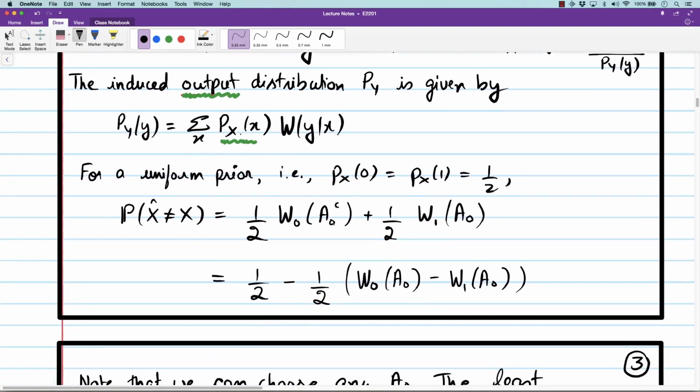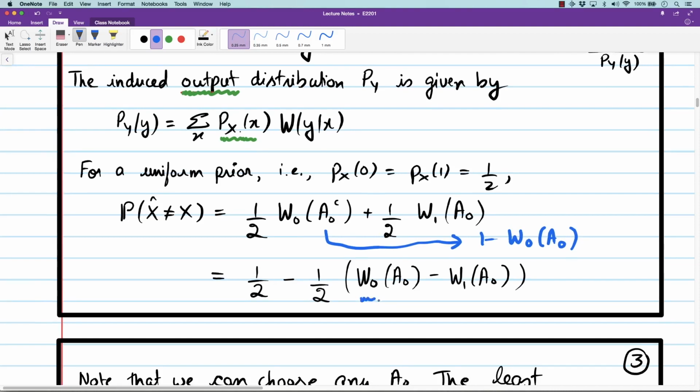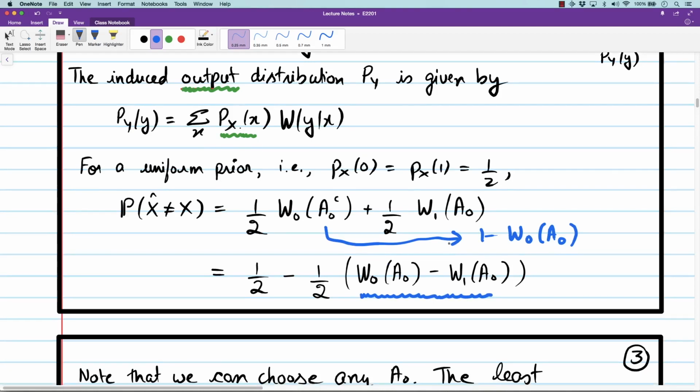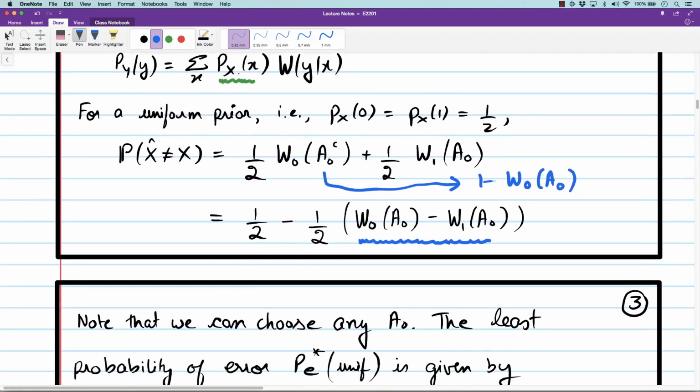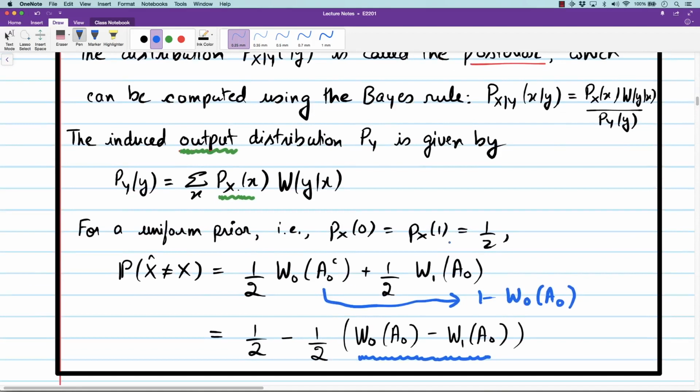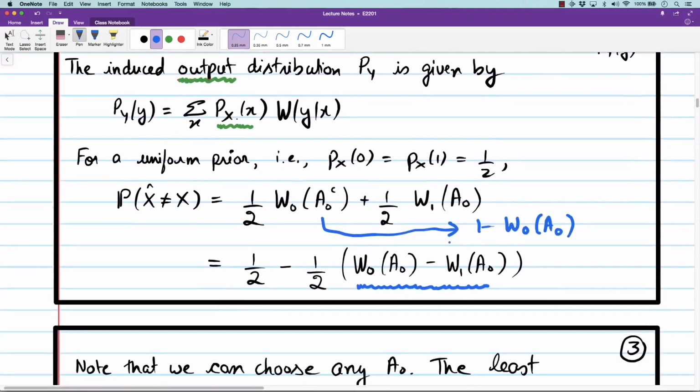Since W0 of A0 complement is 1 minus W0 of A0, if you substitute this here, you get half minus half into this. Remember, now A0 is the same set used in both these measures. So can you recognize this expression? Somehow, what can we do with this? Okay, let's see what this expression is about. I think you have seen this expression before in this course.